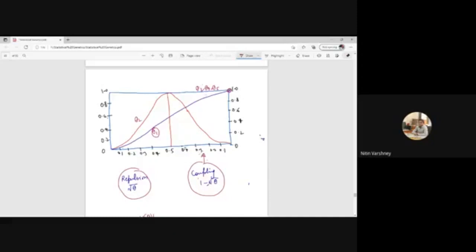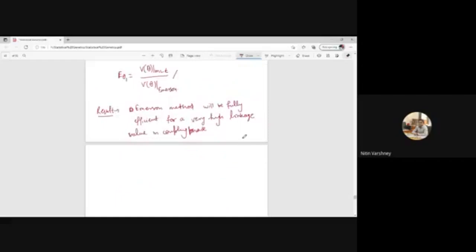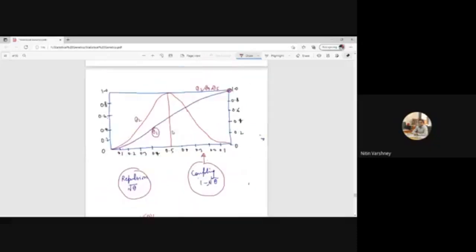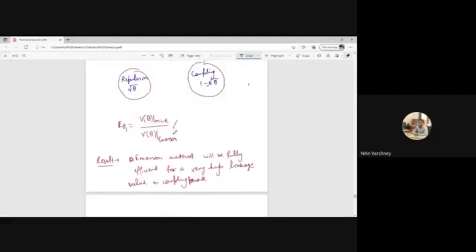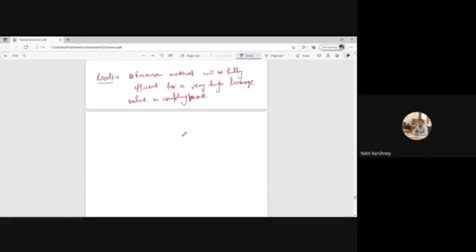Now see this for the second method. The efficiency E theta 2. Now we see that this theta 2 will reach 1 at which point? 0.5. ओके, यहाँ पे इसका एफिशिएंसी सबसे ज्यादा होगा. So E theta 2 approaches the maximum value 1 as theta reaches 1/4 from either side.